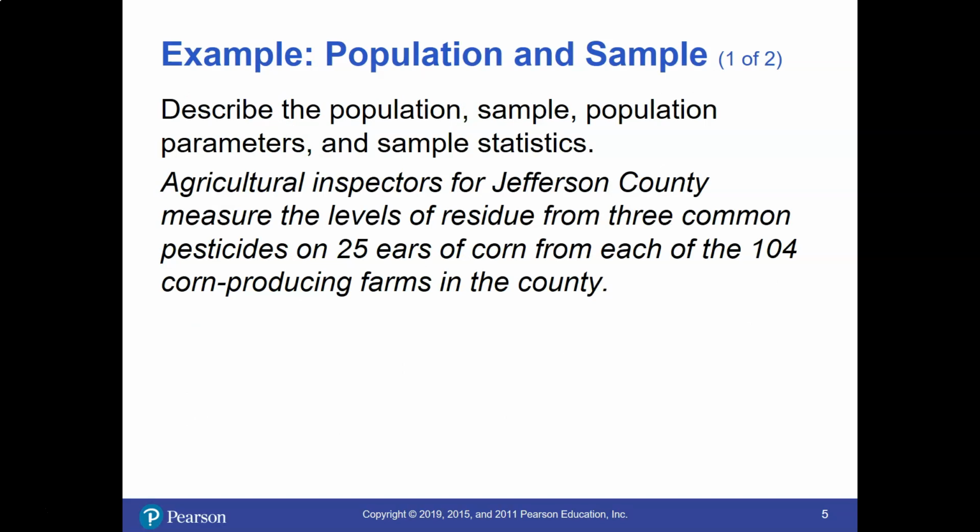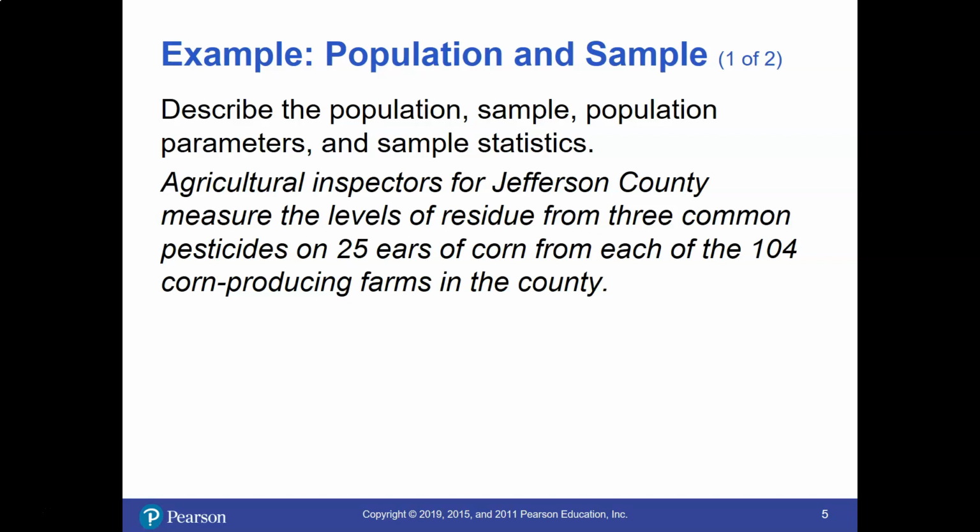Okay, so we want to describe population, sample, population parameters, and sample statistics. In this scenario, we have agriculture inspectors for Jefferson County measuring the levels of residue from 3 common pesticides on 25 ears of corn from each of the 104 corn-producing farms in the county. So your population, you're trying to learn about all the ears of corn in Jefferson County. The sample is the 25 ears of corn that we actually measure.